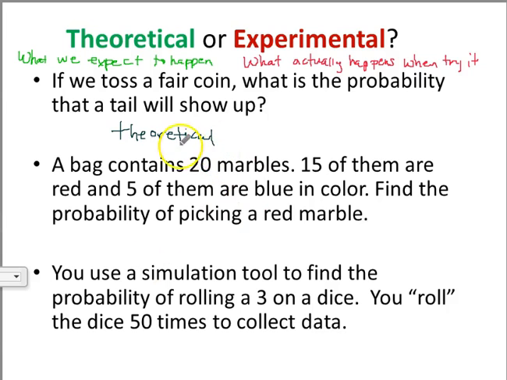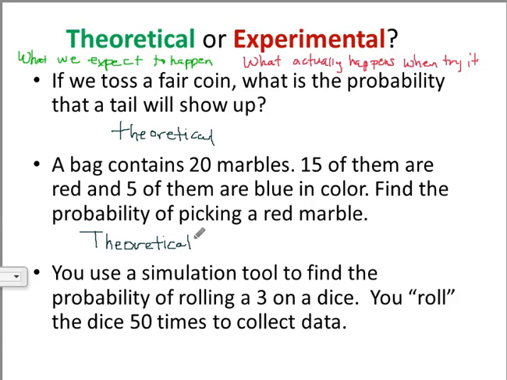Let's look at the next example. A bag contains 20 marbles, 15 of them are red and 5 of them are blue. Find the probability of picking a red marble. We could find the probability by using the probability formula, and that would tell us what we can expect to happen. So this is an example of theoretical probability, because we're using what we can expect to happen.